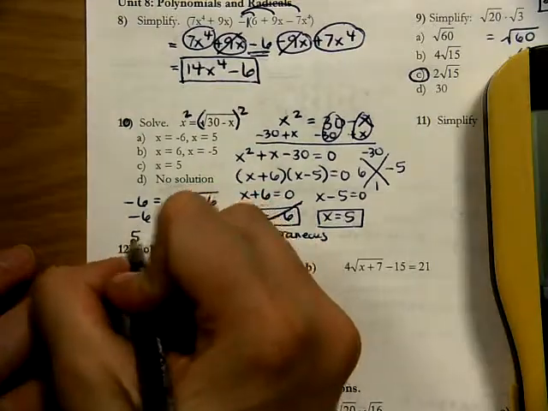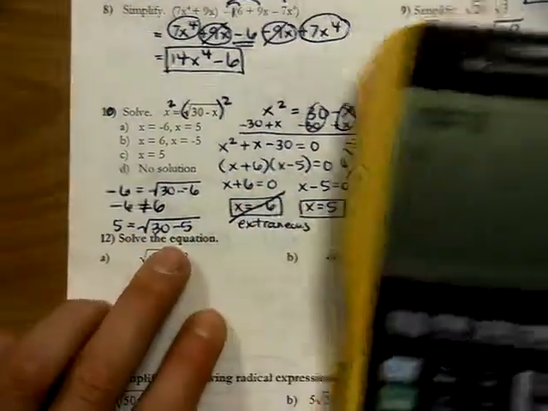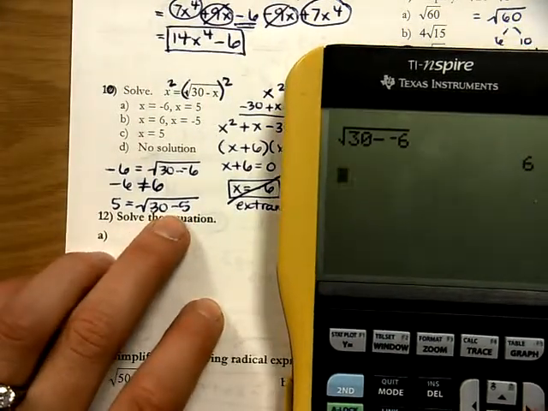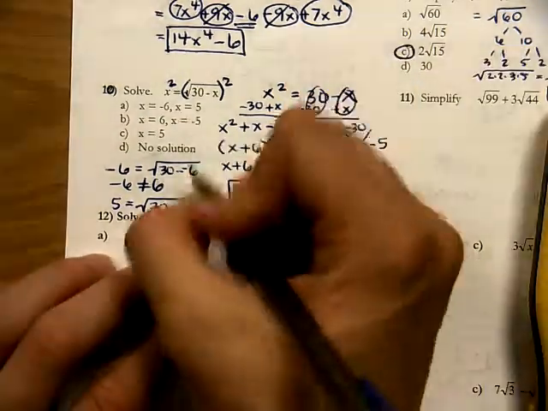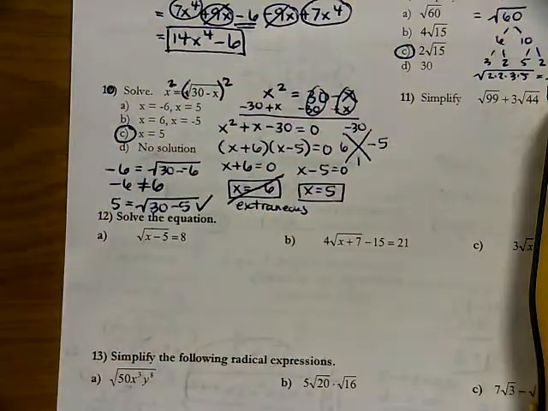Let's check with 5. Does 5 equal the square root of 30 minus 5? Well, 30 minus 5 is 25. The square root of 25 is 5. Or I can put it in my calculator, square root of 30 minus 5, and I get 5. So this one works. So our only solution is x equals 5.